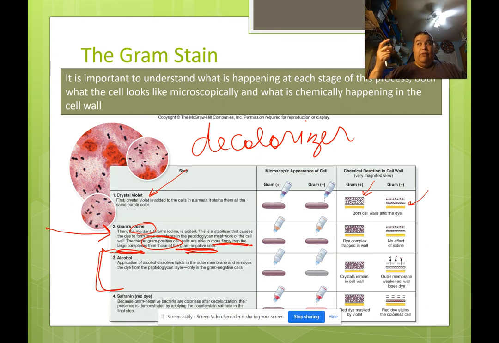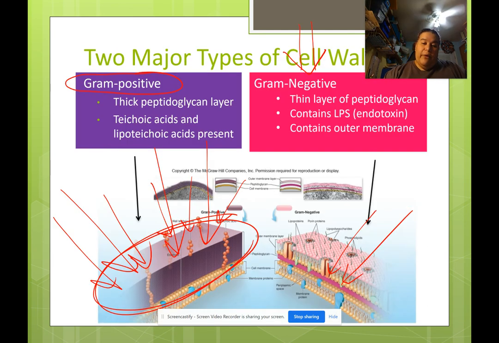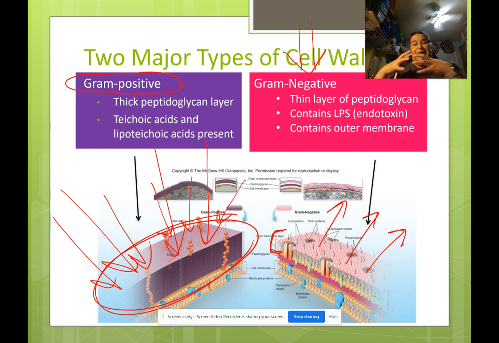But what alcohol does in general is it dissolves the lipids on the outer membrane and it removes the dye from the peptidoglycan layer in the gram negative cells. Remember that over here, my gram negative cell had this outer layer of phospholipids. One of the reasons alcohol is so good at getting rid of oils is because it dissolves them. So it's going to basically take this layer off. Now remember, the crystal violet that has made these big, huge complexes isn't as anchored in this little thin layer of peptidoglycan. So when you add the alcohol, it's going to take that top layer off, and it's also going to remove the crystal violet from this little thin layer of peptidoglycan.